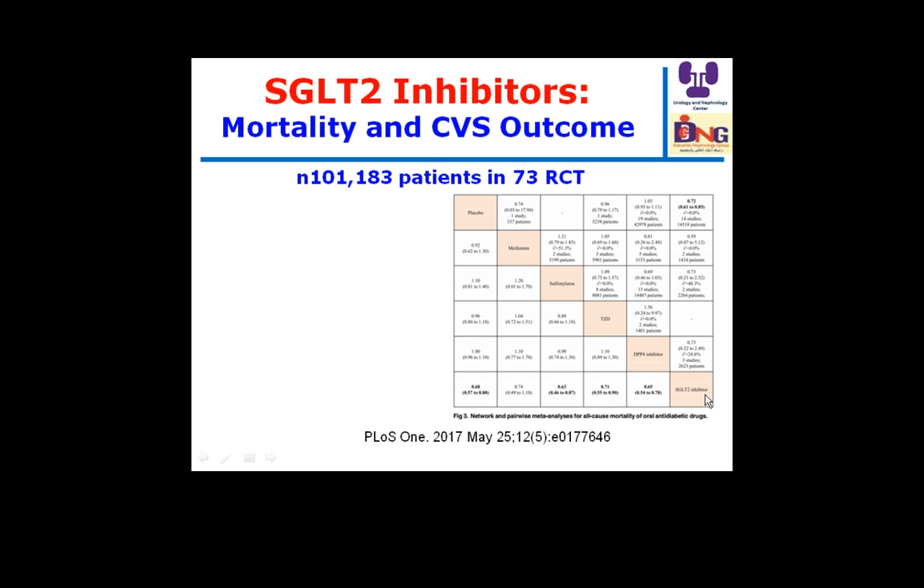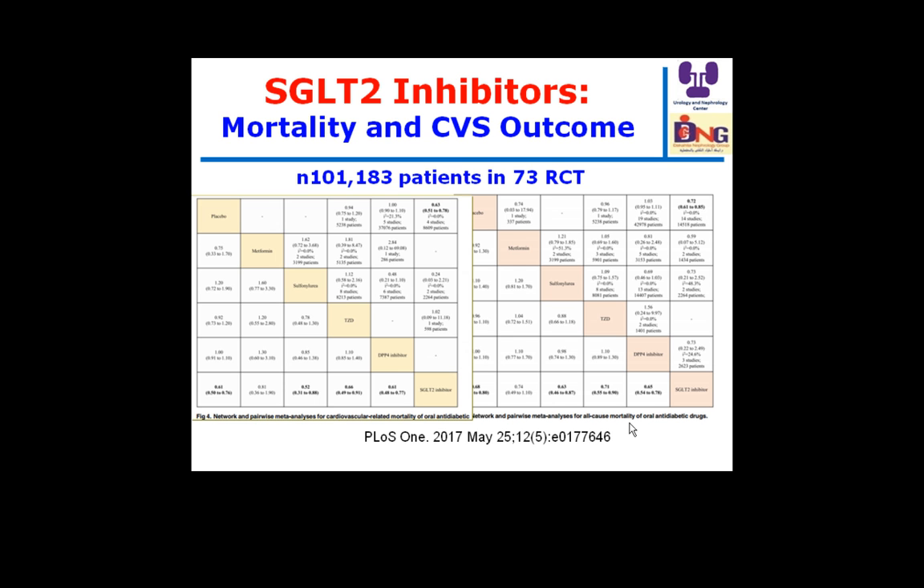So sodium glucose cotransporter 2 inhibitor is more beneficial and is superior to all these classes: DPP-4 inhibitors, TZDs, sulfonylurea, and placebo. And there is an insignificant difference with metformin regarding all-cause mortality. And here, this is the network meta-analysis for cardiovascular-related mortality. Again, sodium glucose cotransporter 2 inhibitors are superior to DPP-4 inhibitors, TZDs, sulfonylurea, and placebo. But there is no significant difference in comparison to metformin.